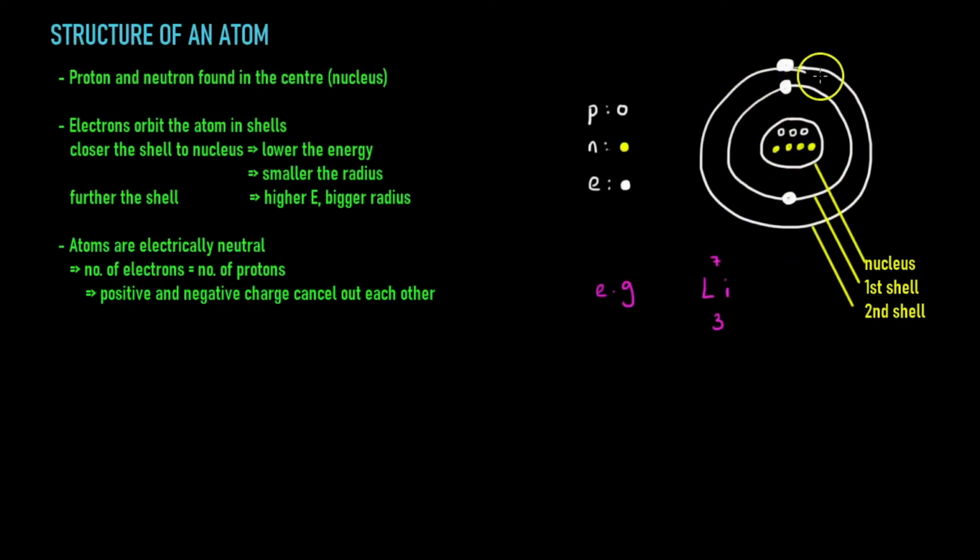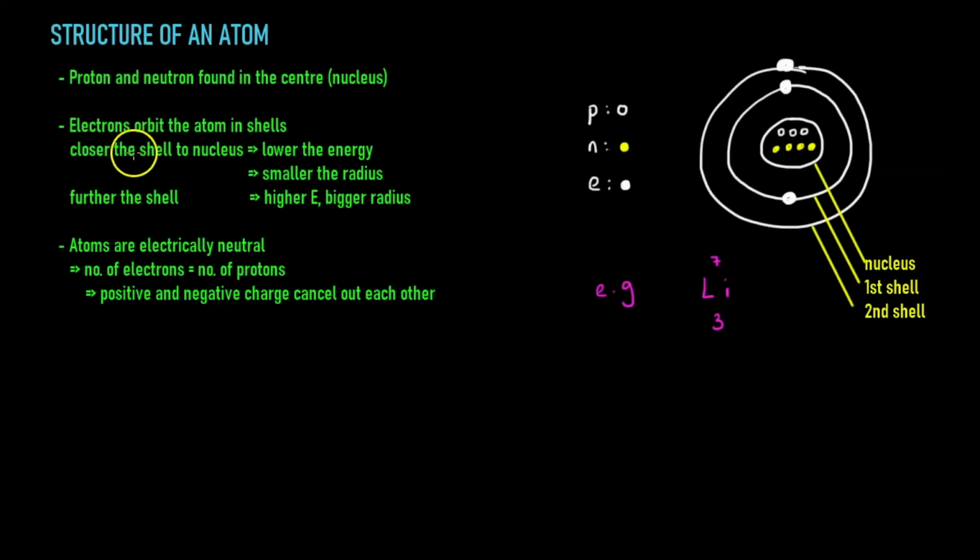What do shells mean? Basically, electrons orbit the atoms in shells. Electrons will take up the space around the atom on these circular shells. It's something like when you have the Earth orbiting the Sun, and Mercury and other planets. It's the same thing. They orbit around the nucleus.